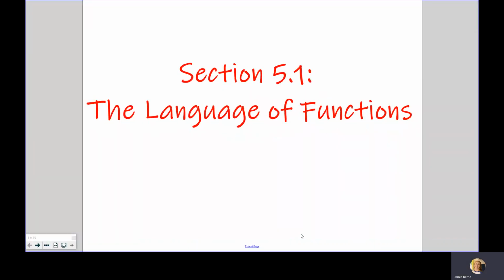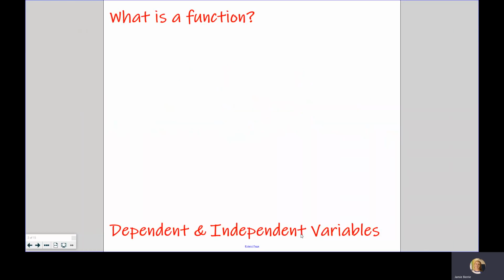All right, so the language of functions. In this section, we're just going to talk about some basics of functions. We'll talk about what a function is. We'll talk about how you notate functions, independent, dependent variables, all kinds of stuff, just really basics of functions. So the first thing we need to talk about is what is a function?